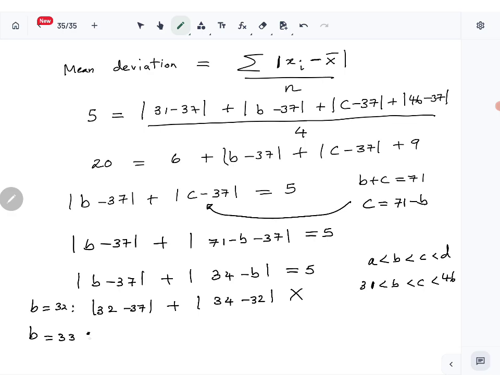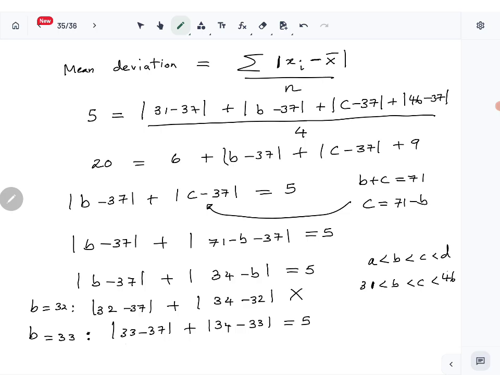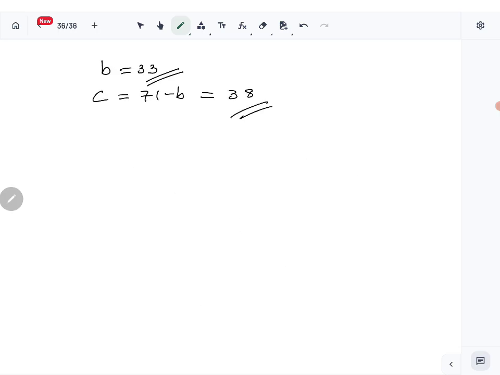Try B equals 33 then. |33 minus 37| plus |34 minus 33|. This works: you get 4 here, you get 1 here, so that is equal to 5. So B has to be 33. Then C is 71 minus B, so C is 38. So that's the answer for question number 10.